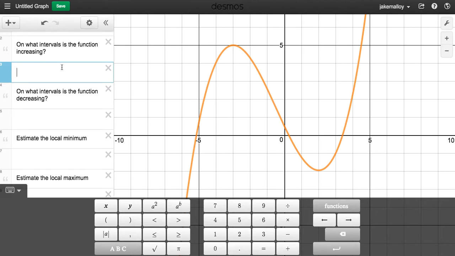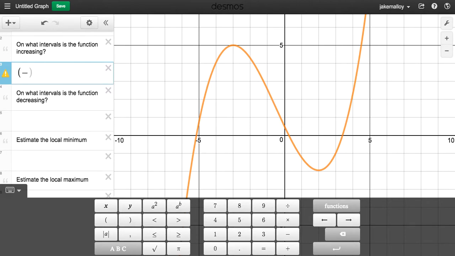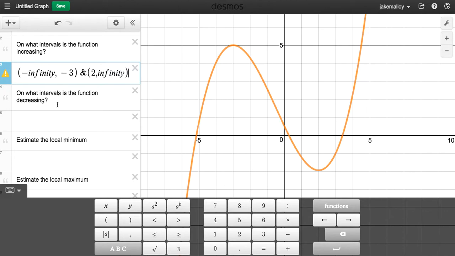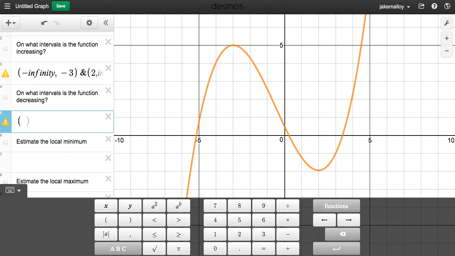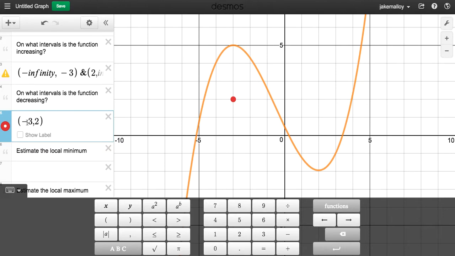So we might write that as on the interval, say, negative infinity to -3 and 2 to infinity. Now, you can also use the infinity symbol, of course, but that's our increasing, right? And then, of course, our function is decreasing in the in-between interval, so between -3 and 2.